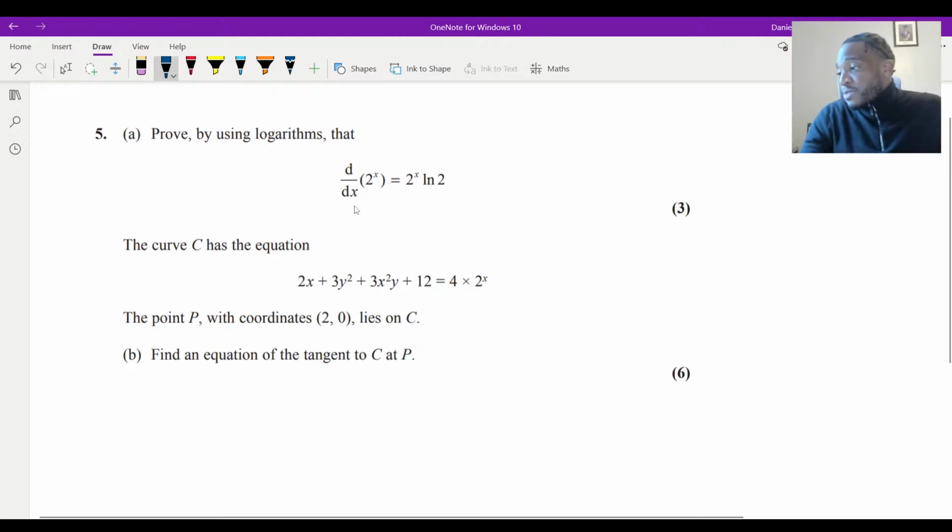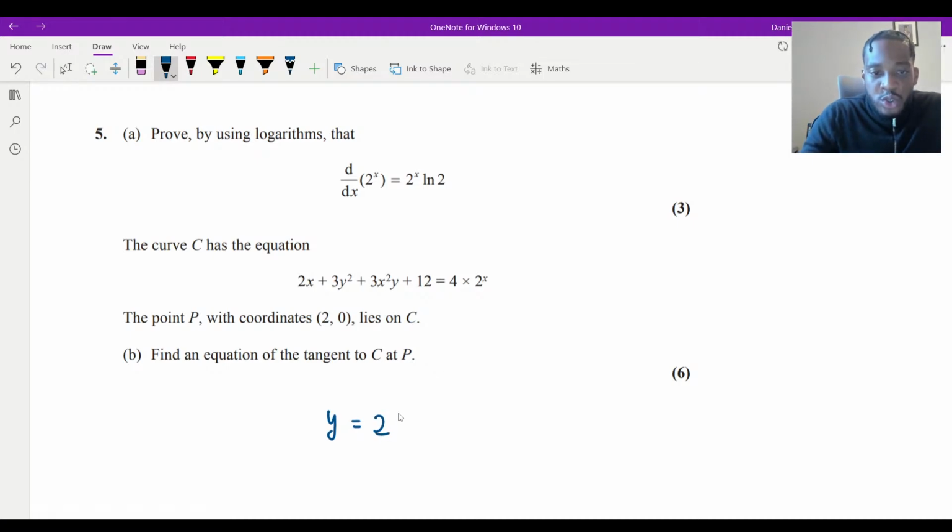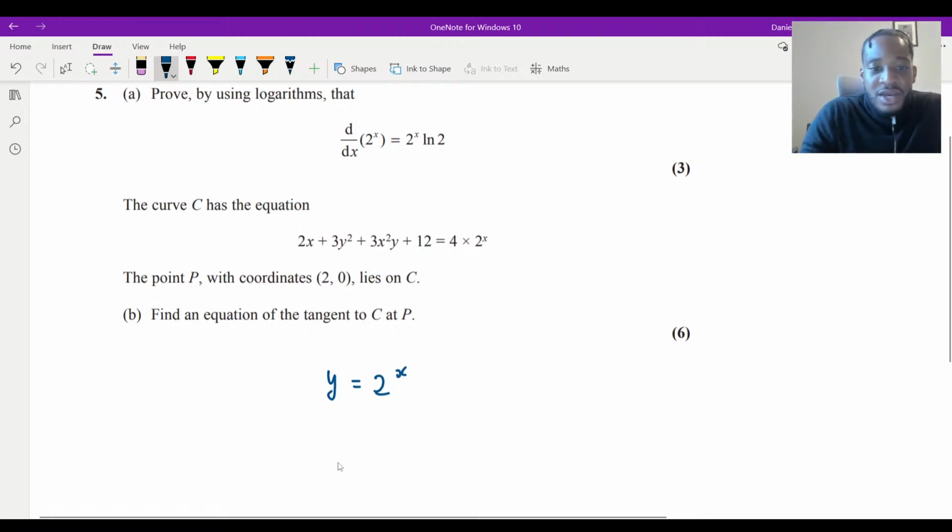How do we do this? If you ever see this, by the way, if you've got y is equal to 2 to the x, or even x to the x, or anything to the power of x, what they want you to do is make it equal to y first, and then take natural logarithms. I'll do it quick. So I'm going to take the ln of both sides.